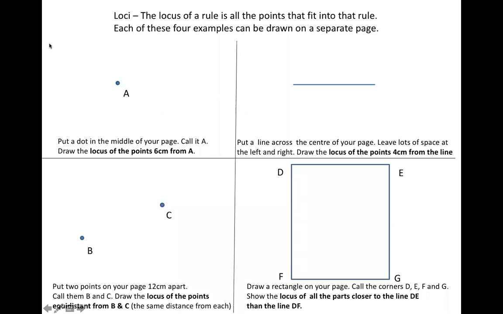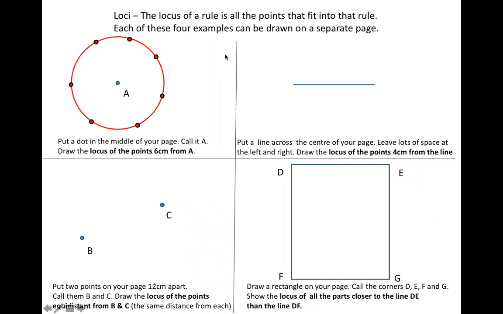Let's look at the first one. Let's say I have a dot, and I call the dot A, and I want to draw a locus of the points 6 cm from A. If I were to draw points 6 cm from A, it could be here, here, here, everywhere. So there will be a circle of points which are 6 cm from A. There are so many possible points 6 cm from A. Let's start drawing.